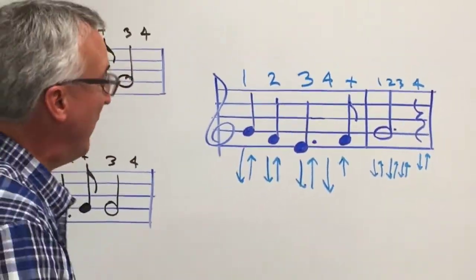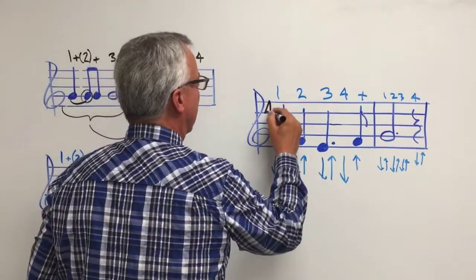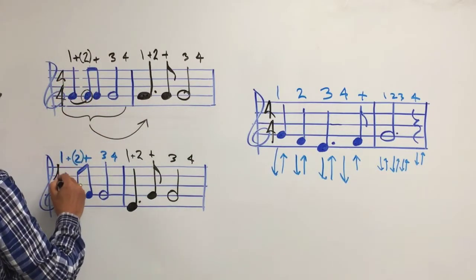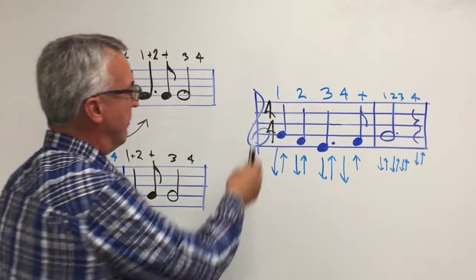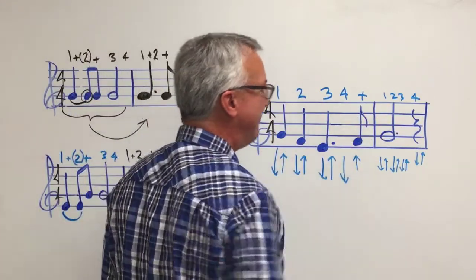Rest. Okay. One thing I didn't put in any of these examples, I probably should have, is that we're in 4-4 time, right? There's 4 beats in a measure here, there's 4 beats in a measure here, there's 4 beats in a measure here. So here we have 1, 2, 3, and 4, and 1.